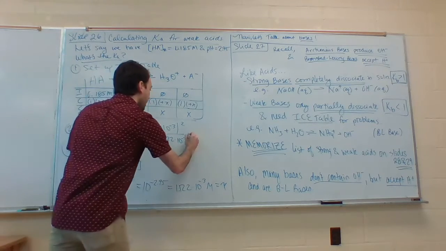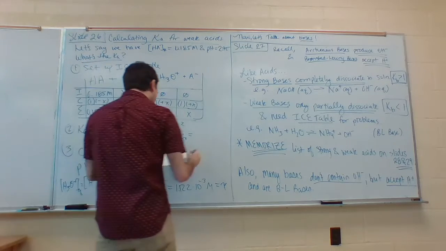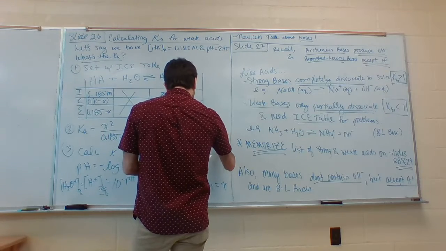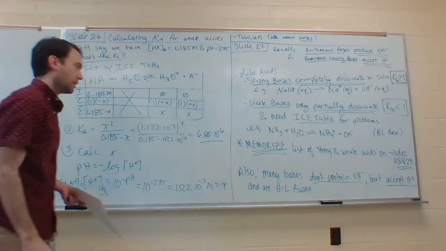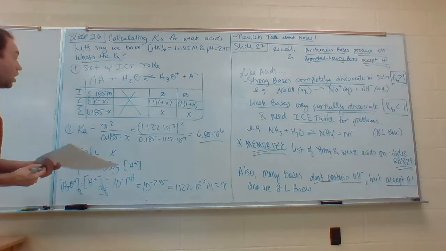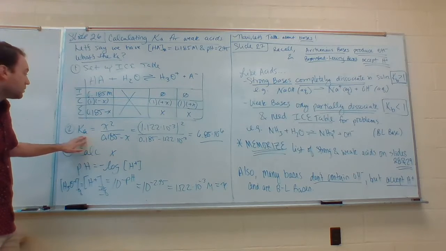Okay, and then I just solve for my Ka by calculating that value, and that gives me 6.85 times 10 to the negative 6. Okay, so that would be my Ka. Again, all I did was I said, okay, I need to calculate X to put into my Ka expression because I don't know what that is.